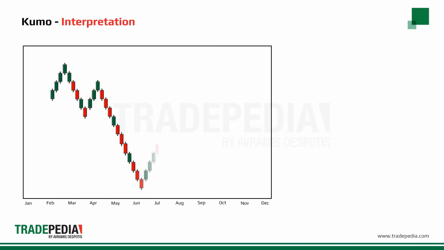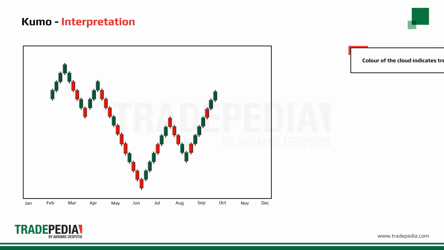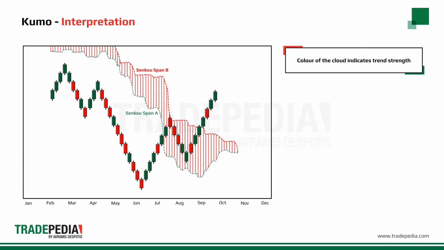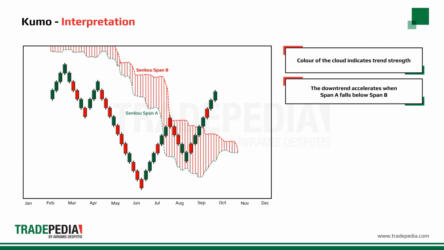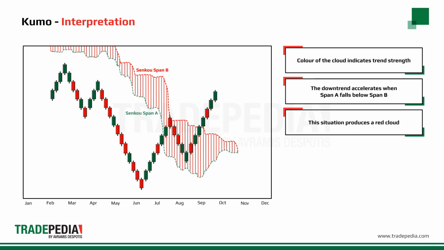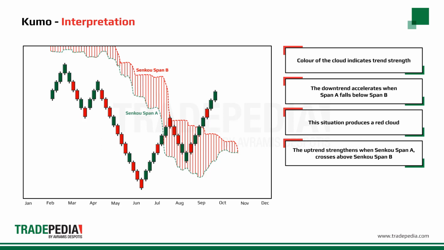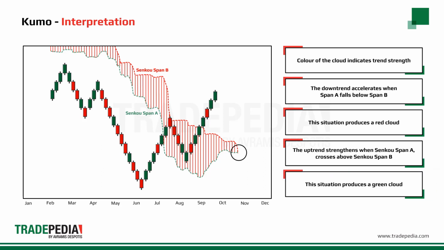The second interpretation of the Kumo is based on the color of the Kumo, which gives an indication about the strength of the trend. The downward trend accelerates when the Senko span A, the green cloud line, falls below the Senko span B, the red cloud line. This situation produces a red cloud. The uptrend strengthens when the Senko span A crosses above the Senko span B. This situation produces a green cloud. Because the cloud is shifted forward 26 days, it also provides a glimpse of future supports or resistances.